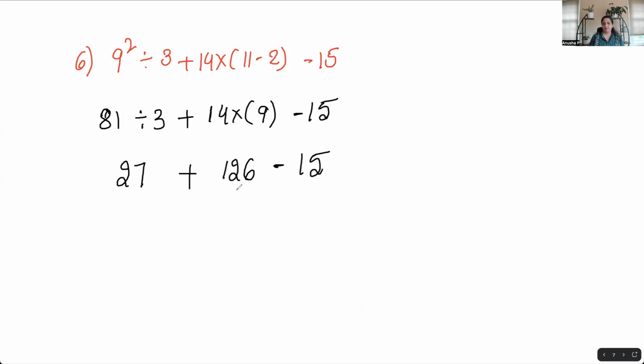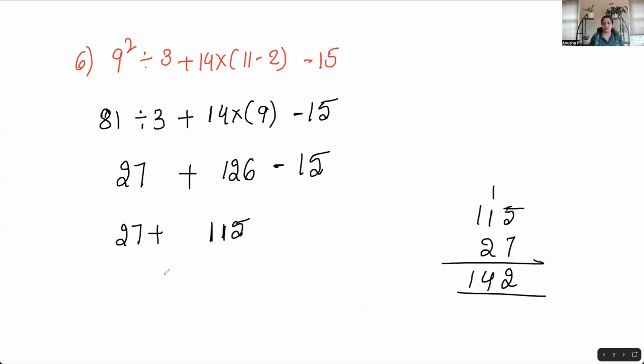Now we can do subtraction or addition first, because addition and subtraction have the same weightage in the PEMDAS and BODMAS rule. Okay. So first if you want, you can do subtraction. So 126 minus 15 is 111. Now you have to add those two numbers, which is 115 plus 27, right? So 5 plus 7 is 12, 1, 2 plus 1 is 3, 4, which is 142. Okay.